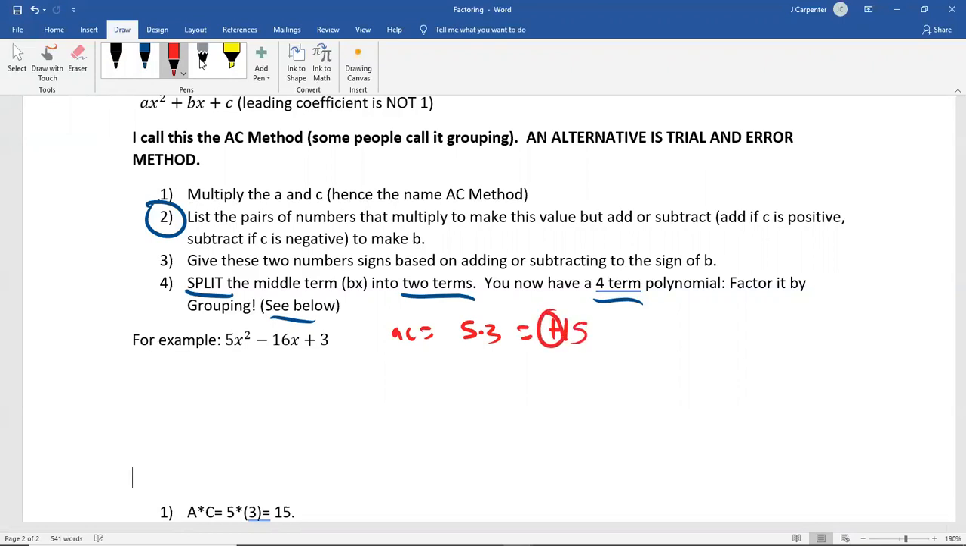Remember, this sign is important because it's going to be telling you whether to add or subtract the pairs. So try and write it. List the pairs, 1 times 15 or 3 times 5. Now find the pair that adds to make the middle number -16.